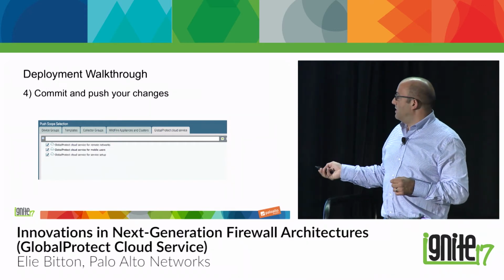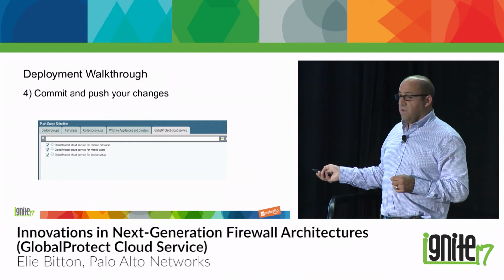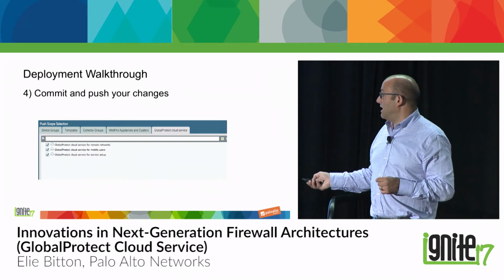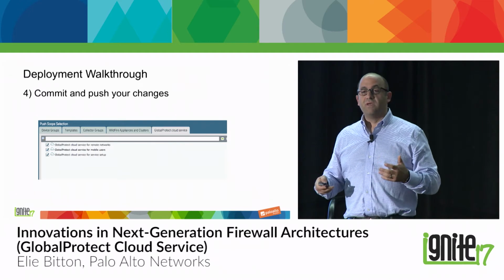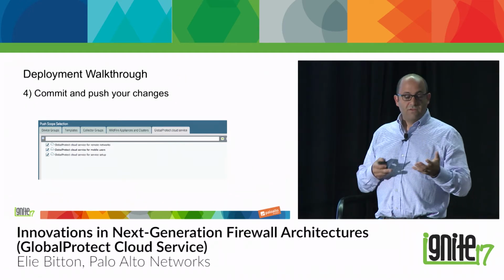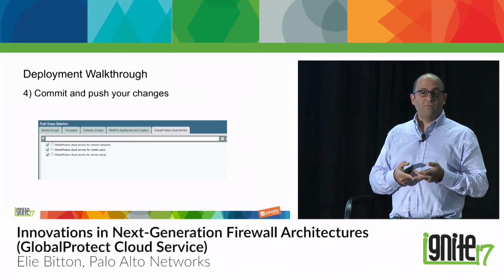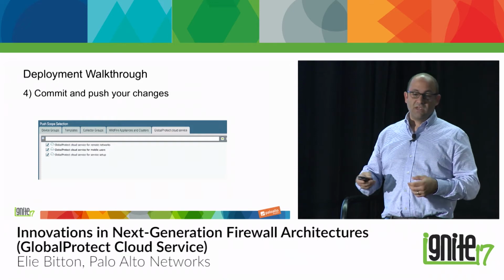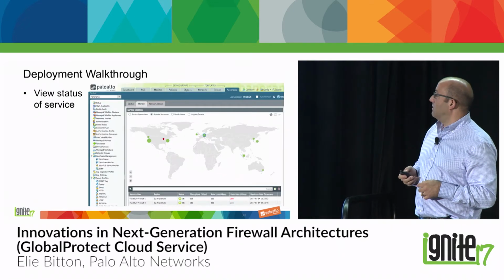As you've noticed for the keeners in the audience, we've added a new tab here that Panorama does not have today, GlobalProtect Cloud Service, so it's a push scope addition. And then you have 3 selections here. So you can select the service connections, remote network locations, or mobile users. And when you push those device groups to the cloud, we enforce those policies. And then that's how we get your policy to the cloud.